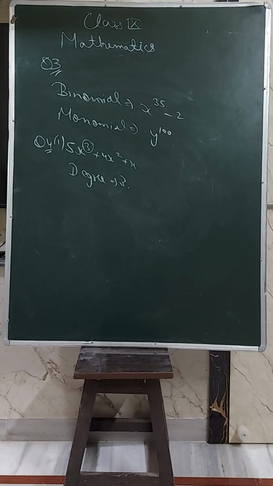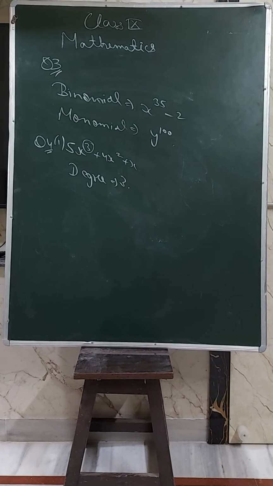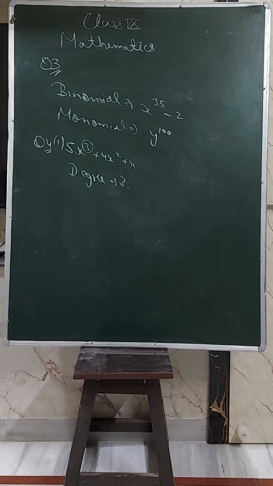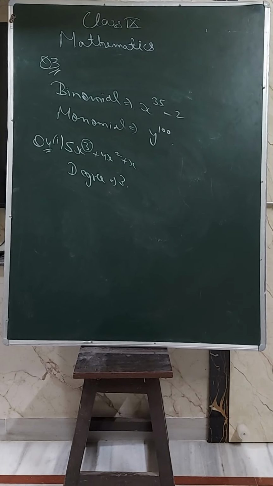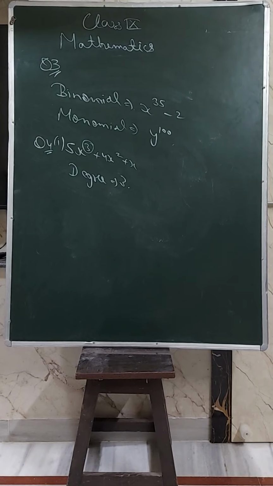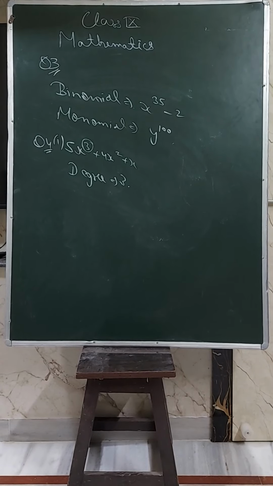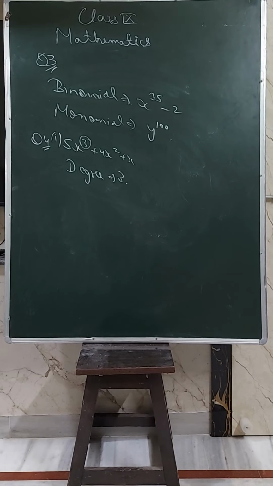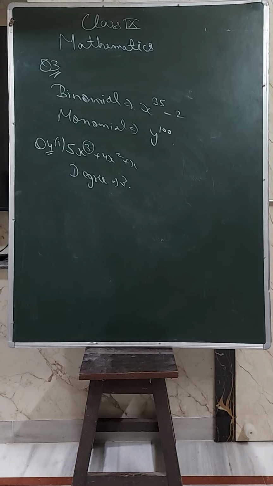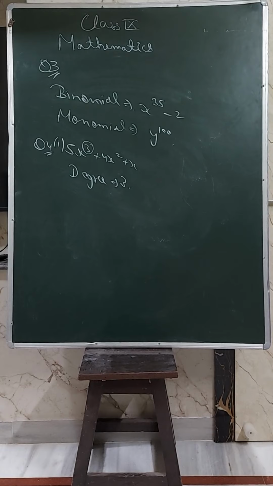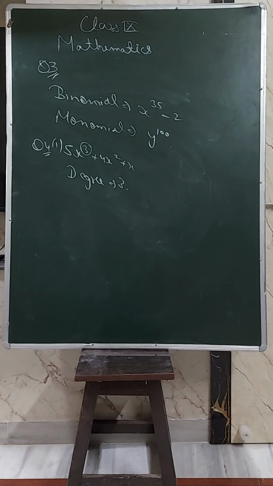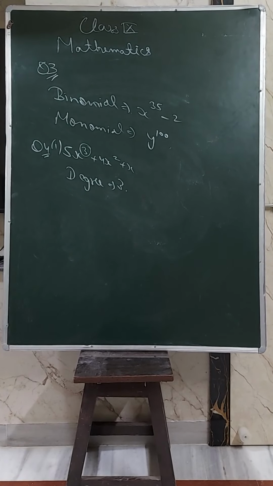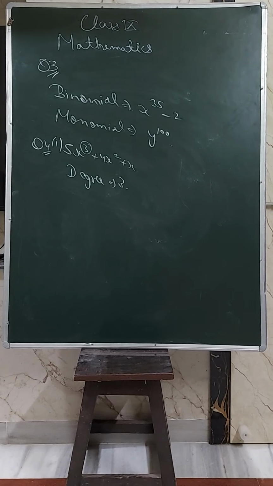Then third one 5t minus root 7. So here t is there. Now tell me what is the degree of t. If nothing is written, it means 1. Okay. And the fourth one is 3. Now x, y, z variable is not given. So if variable is not there, the answer is 0 for the fourth one.